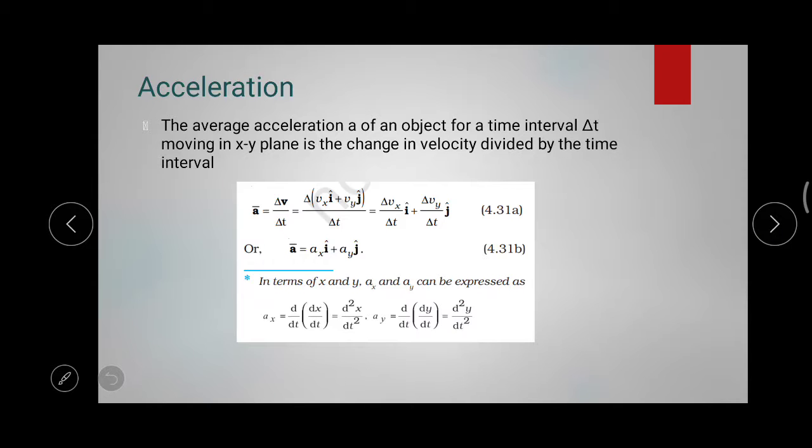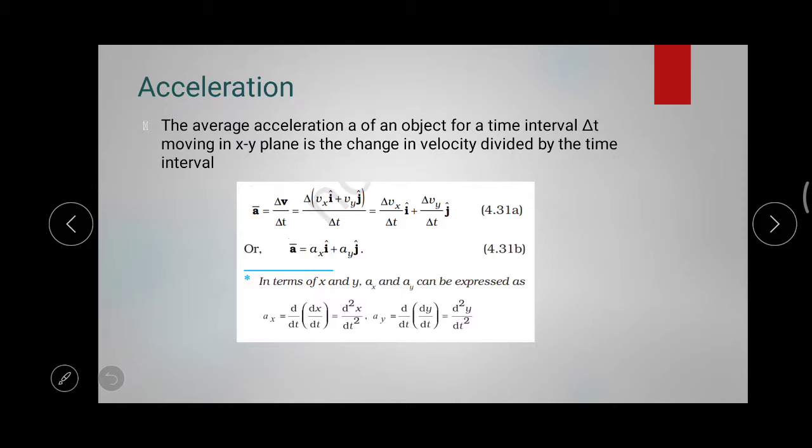Now let us come to the acceleration. The velocity was equal to delta x by delta t. Here the acceleration will be equal to delta v by delta t. That means the change in velocity for a particular interval of time. That measure is known as the acceleration.